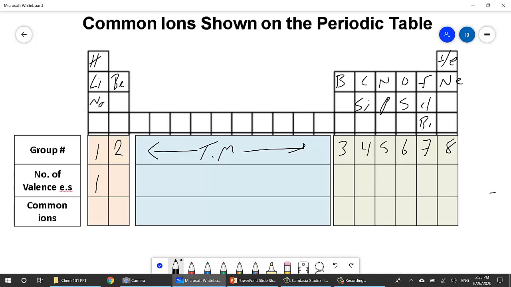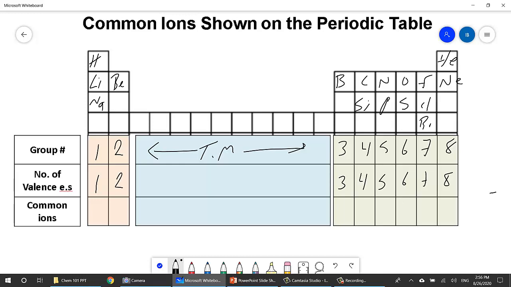Sodium also has 1 electron in the outer shell. They have different atomic numbers, but they share the idea that they have 1 electron in the outer shell. Group 2, they have 2. Same thing for group 3, they have 3, and so on: 4, 5, 6, 7, 8. So halogens, for example, fluorine, chlorine, bromine, and iodine, they all have 7 electrons in the outer shells.